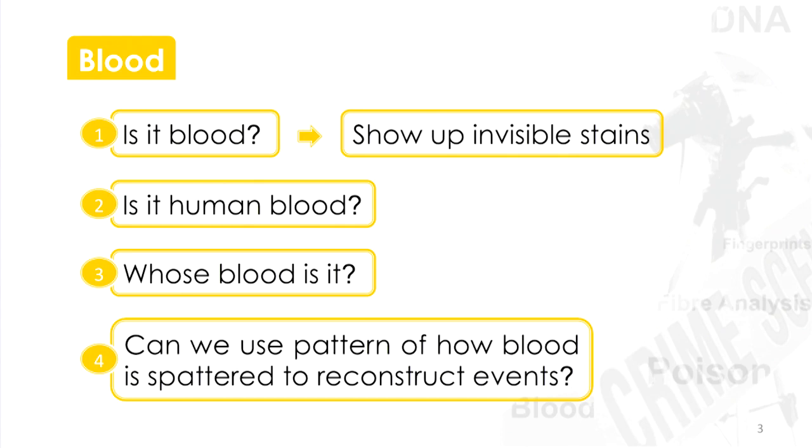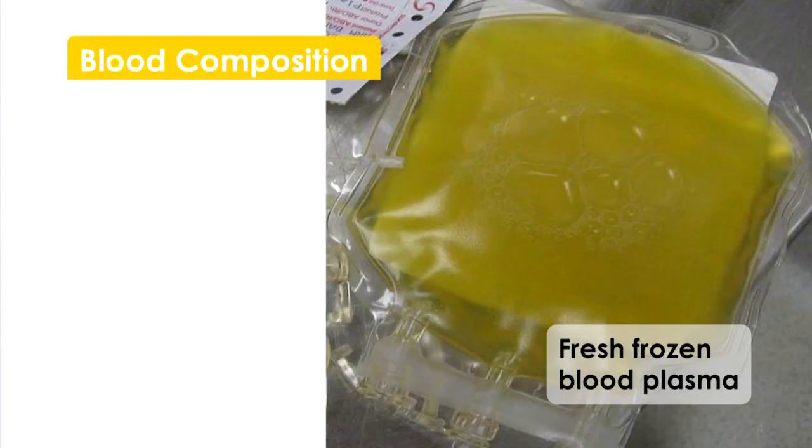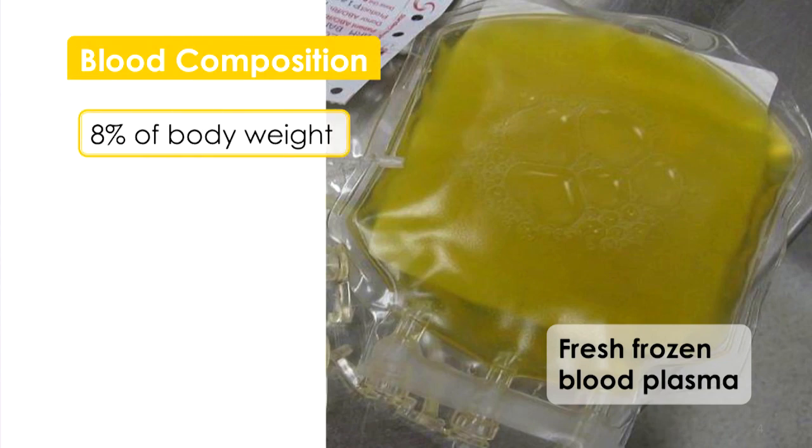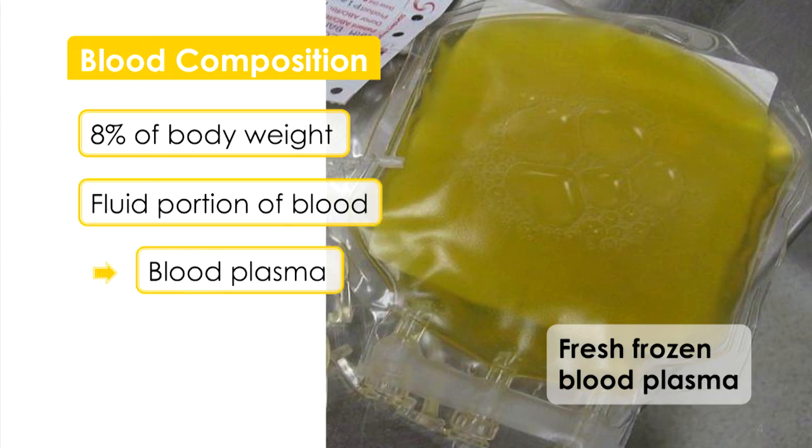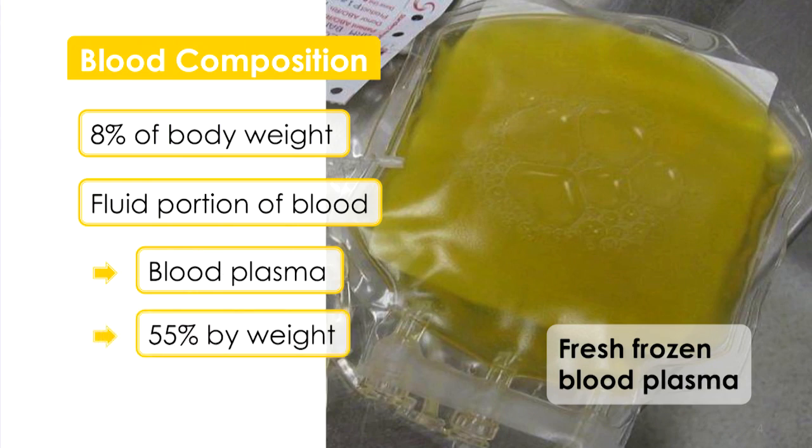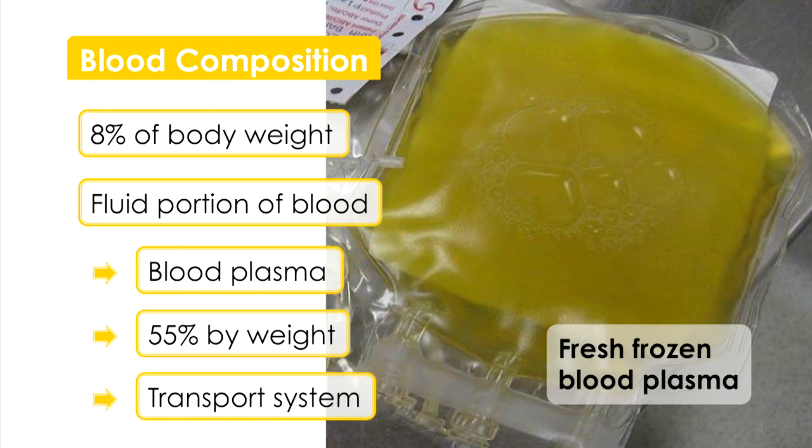Now, what is blood? It's a very, very complex substance. It makes up about 8% of our body weight, so there's a lot of it about. Now, blood is, as we know, a liquid, but it's only just a liquid. The fluid portion of blood, which is the blood plasma, is just over half of the blood by weight. And this consists of water and various other biochemicals, such as proteins, nutrients, and also waste products from our metabolism. So blood acts as a transport system to move all these substances around the body.